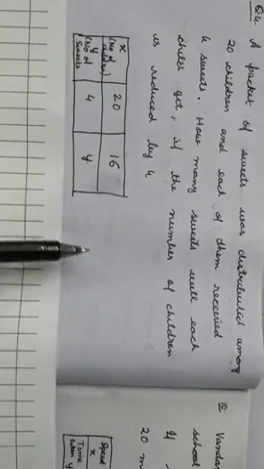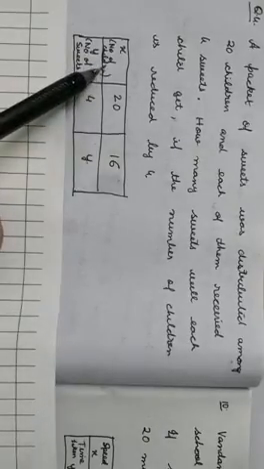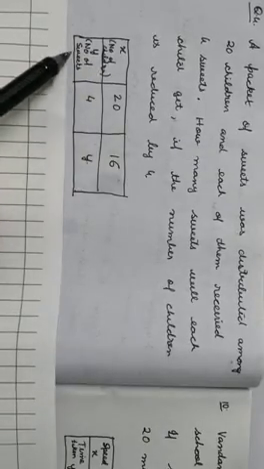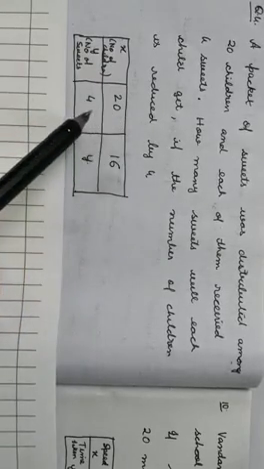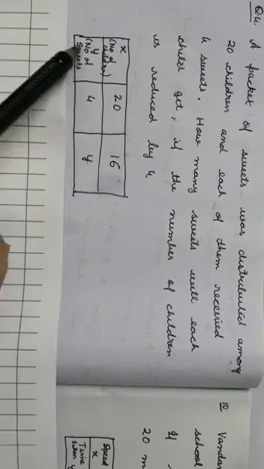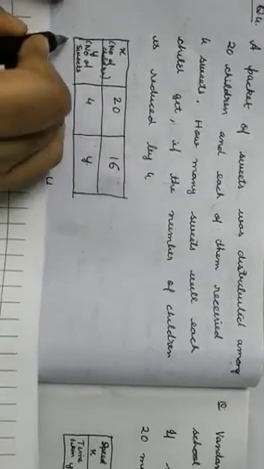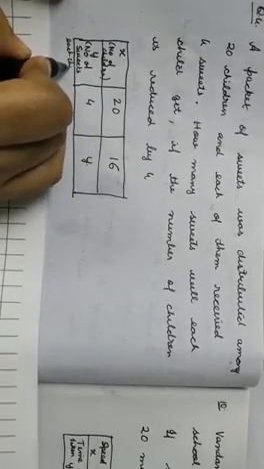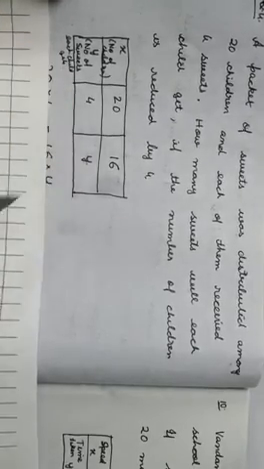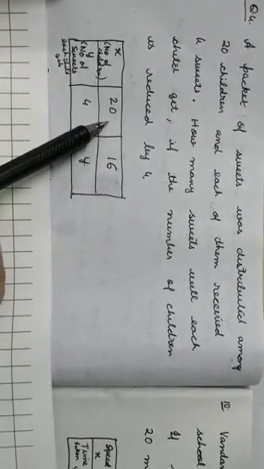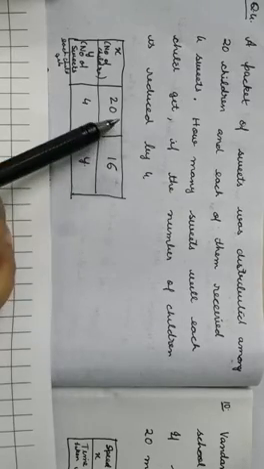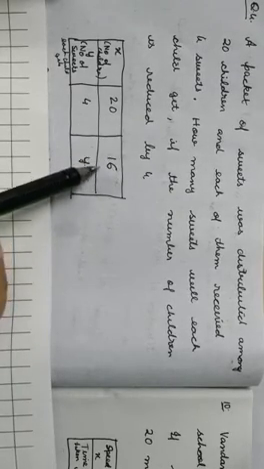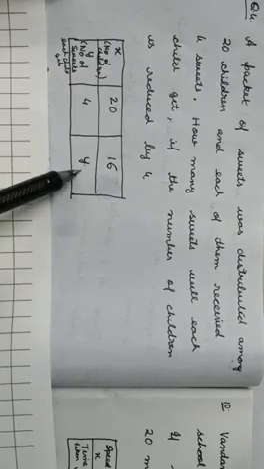So here we are going to just make our table like this. X is the number of children and Y is the number of sweets each child gets. So if there are 20 children, each one is getting 4 sweets. If the number of children is reduced by 4, that means from 20, the number of children becomes 16. Then how many sweets are they going to get?